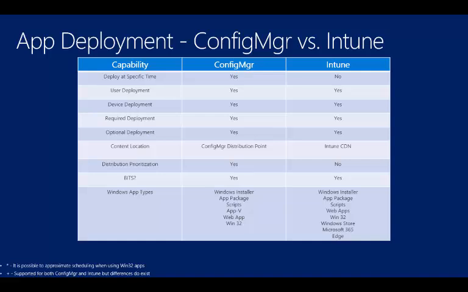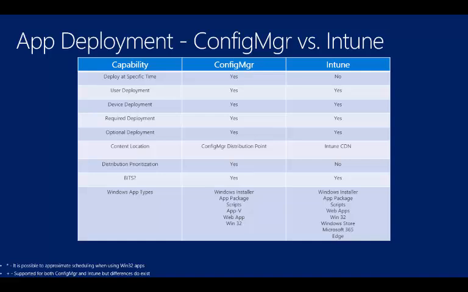So I'll give you a little list here for both ConfigMgr and Intune, and you'll see a couple of extras for Intune that don't exist for ConfigMgr, right? So Windows installer, absolutely in common. App package, absolutely in common. Scripts, absolutely. App-V is a ConfigMgr thing, not really an Intune thing. Web app, absolutely both, right? Win32 apps, absolutely both.